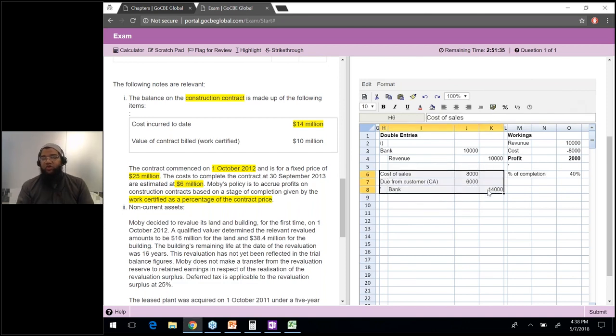So we have made an entry as cost of sales debit by $8,000 and the cost to date of $4,000 with $6,000 being treated as the due from customer. We have calculated this as a balancing figure.